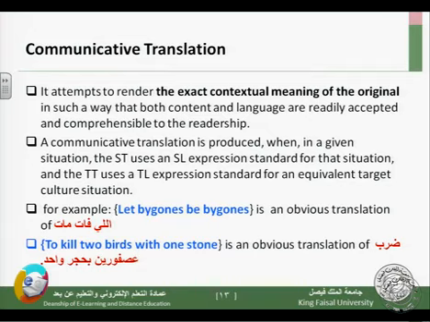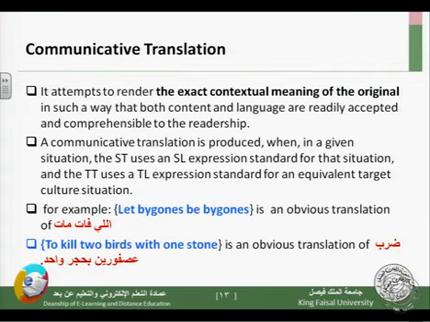You know, the communicative translation takes into account the context and the meaning of the original. So the context is very important, and it has to give the text its own communicative effect, a communicative equivalent in the target language.